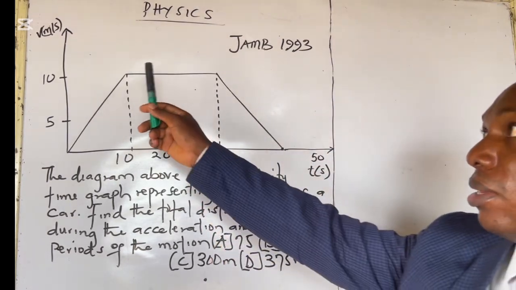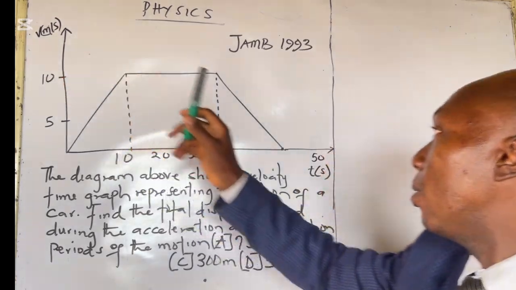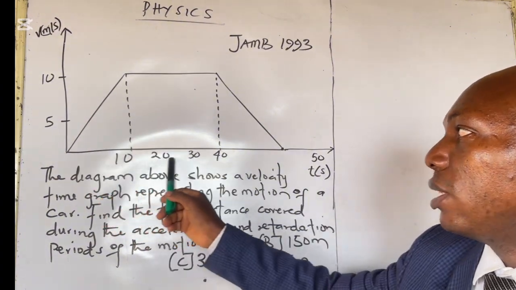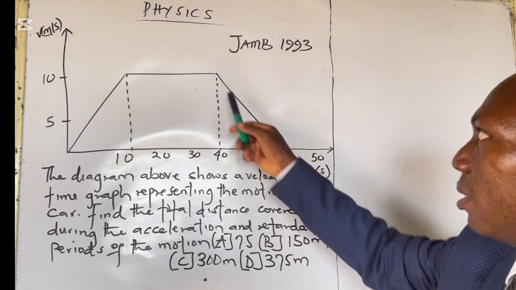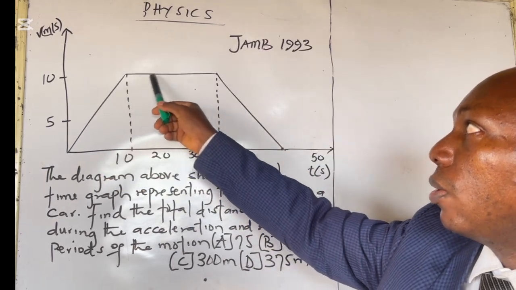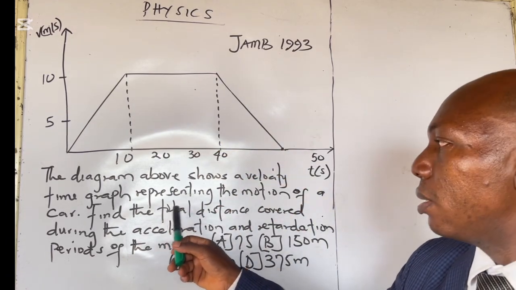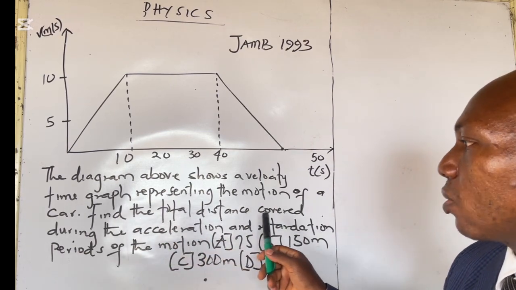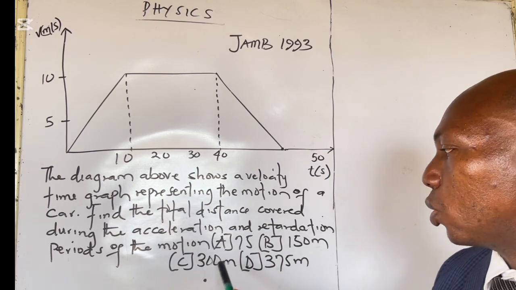Let's see this now. This is the diagram, and this is the velocity in meters per second, and time is in seconds. And we have 5, 10, 20, 30, 40, and 50. And we are given the deceleration of the particle. This is the acceleration, constant speed, and the diagram above shows a velocity time graph representing the motion of a car.